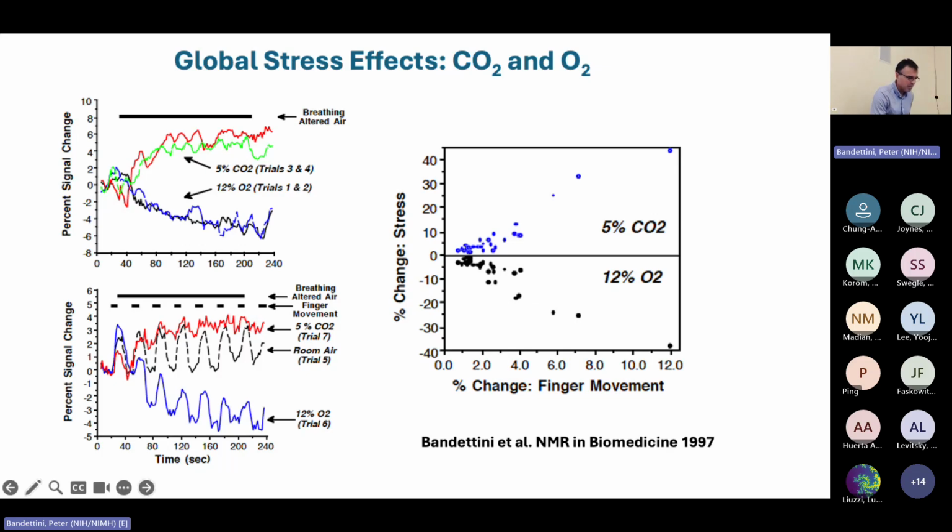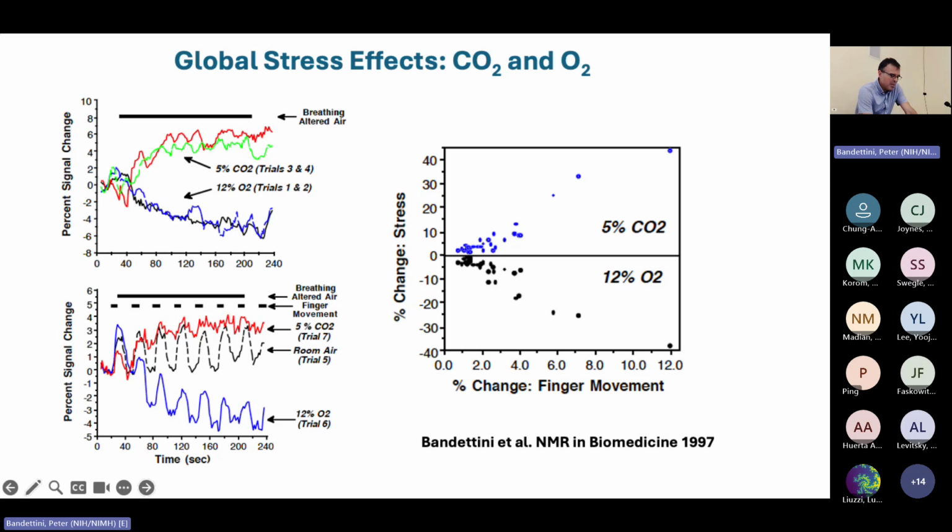And 5% CO2 causes this massive vasodilation. You can see the signal goes dramatically up with vasodilation with CO2, and it goes down with a decrease in O2, because the arteries become deoxygenated along with the veins. The decrease in oxygen doesn't really affect the change in activation that occurs. It seems to max out the signal such that it dampens the activation-induced signal change.